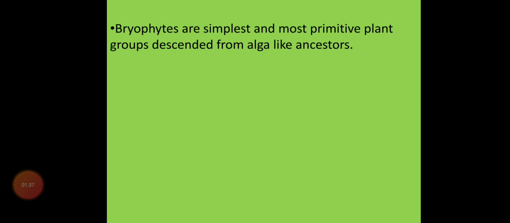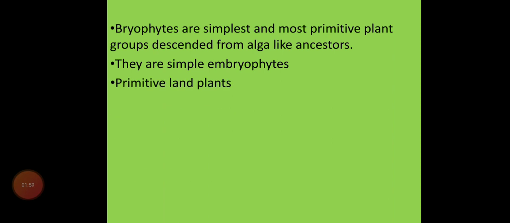Scientists believe the ancestor of these bryophytes is algae. They originated from the algae only, because algae do not have root, stem and leaves, but the bryophytes have root-like, stem-like, leaf-like structure. That's why algae are the ancestor of bryophytes. They are also simple embryophytes. Embryophytes means they do not produce seeds, but they develop from the embryo. The plant body is developed from the embryo.